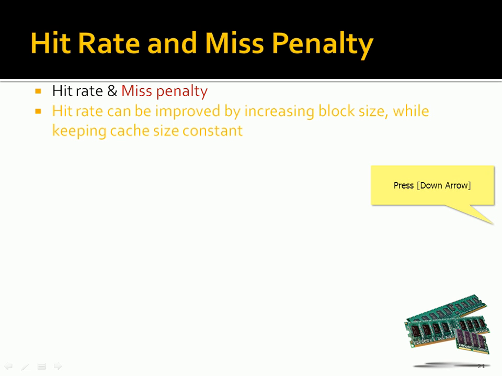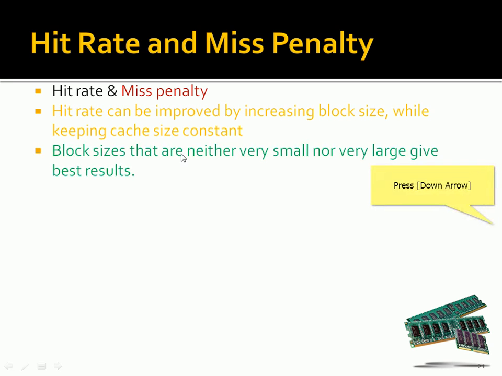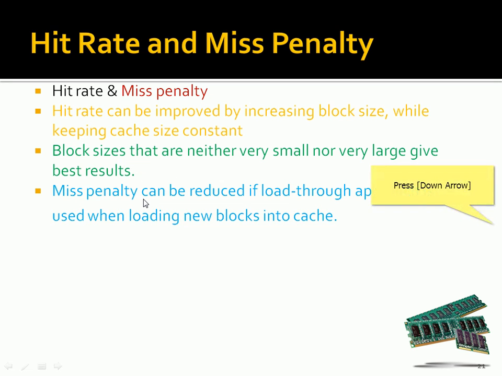With a high hit rate, performance will be better, with fewer clock cycles. Hit rate can be improved by increasing the block size while keeping the cache size constant. Block sizes that are neither very small nor very large, a moderate one, will yield the best result. Miss penalty can be reduced if the load-through approach is used when loading new blocks into the cache.